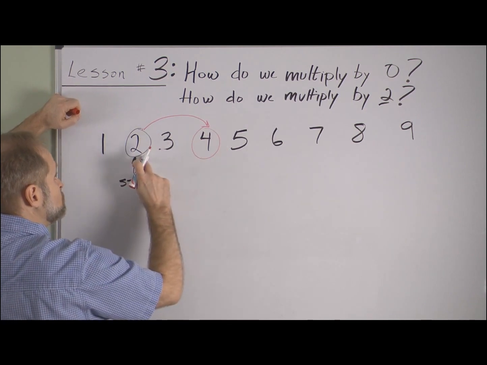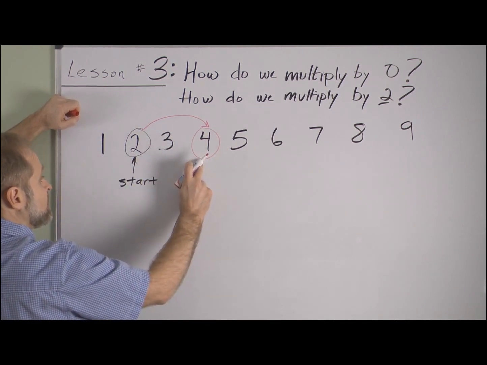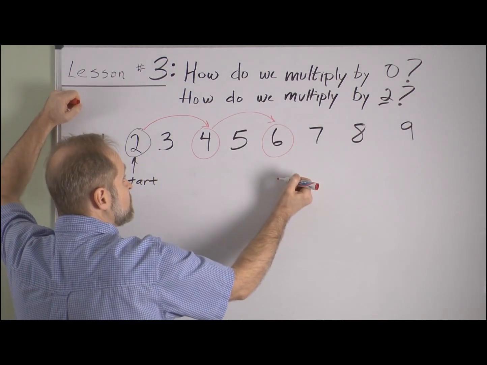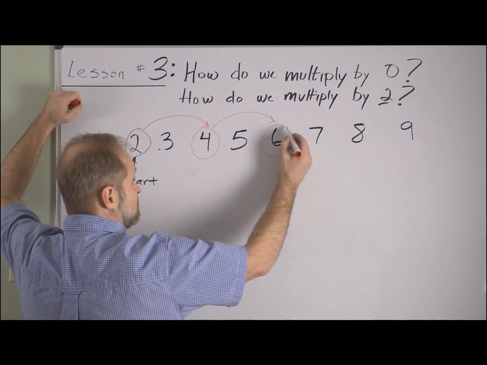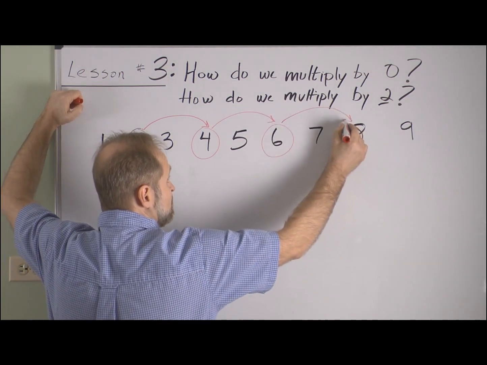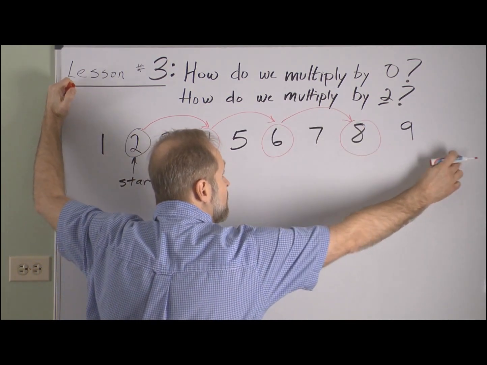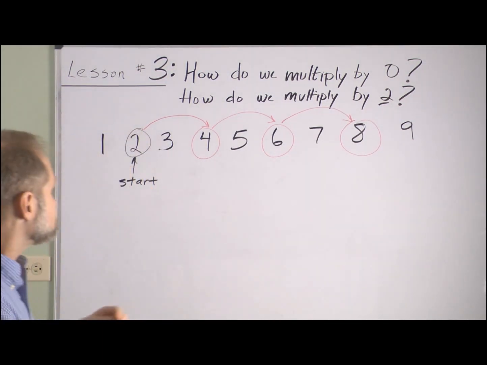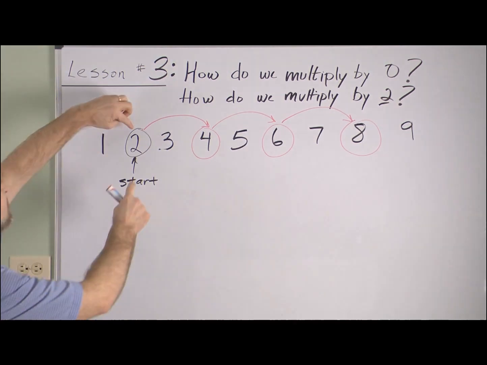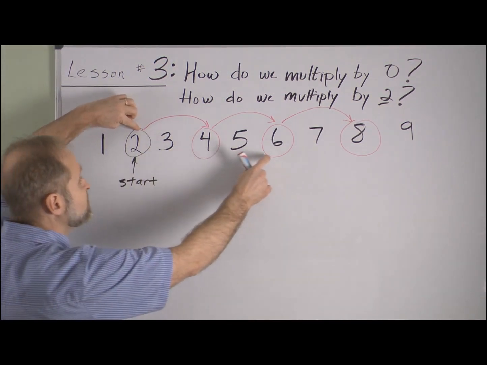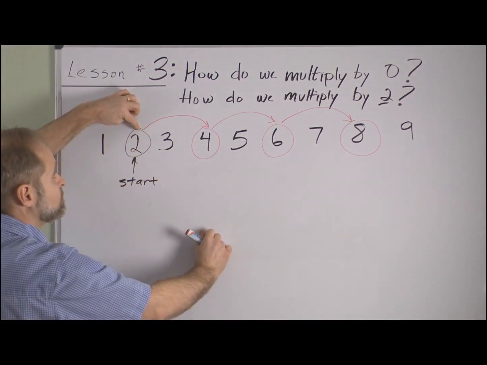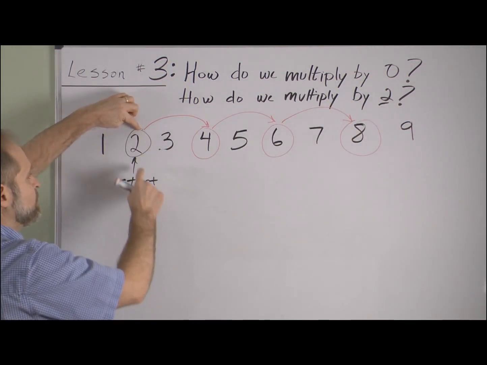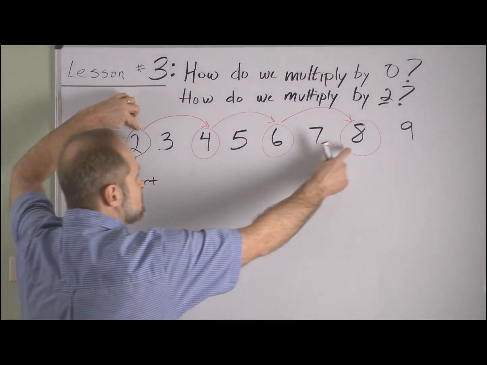So I go 2, 4. After that, skip 5, go right to 6. After 6, skip 7, and I think you have the idea. We keep going, and we can actually keep going on until the cows come home. Now, with that being the case, what we have here is a new way of counting numbers that is going to be so helpful when we multiply by 2. Our numbers are 2, 4, 6, 8.